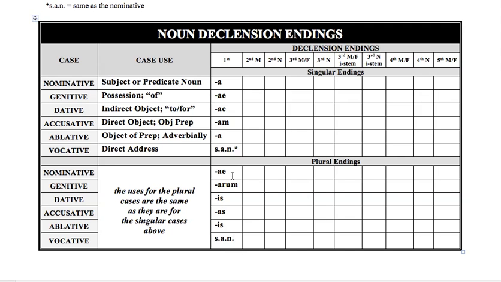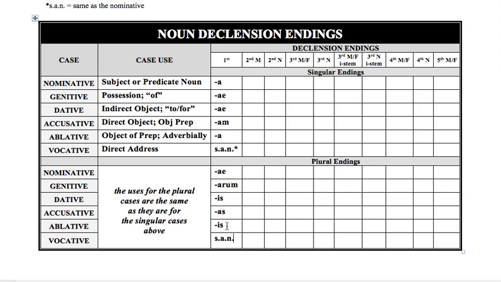Let's try one more time. I'll say the ending, you say it after me. Ae, arum, is, as, is. Good. Now, I'll count to 3, and together we will say the plural endings. 1, 2, 3. Ae, arum, is, as, is. Excellent. Let's try it one more time. Ready? 1, 2, 3. Ae, arum, is, as, is.